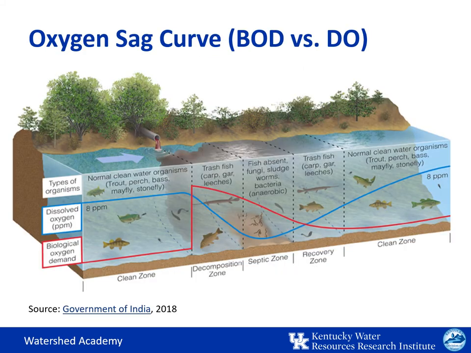In this figure, we can see the relationship between the biochemical oxygen demand and the dissolved oxygen in what's known as the oxygen sag curve. Water is moving from left to right with a sewage input in the middle, causing the BOD levels to jump in the decomposition zone. This is followed by a rapid drop of dissolved oxygen in what's known as the septic zone. Continuing further downstream, the oxygen levels begin to increase and the biochemical oxygen demand begins to decrease again in this recovery zone, and it finally will lead to normal levels in the clean zone again.